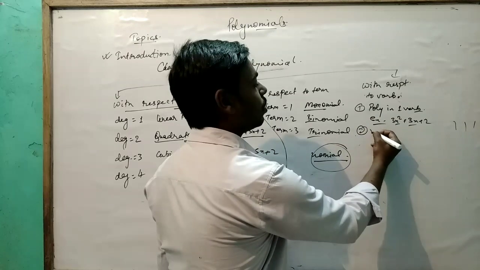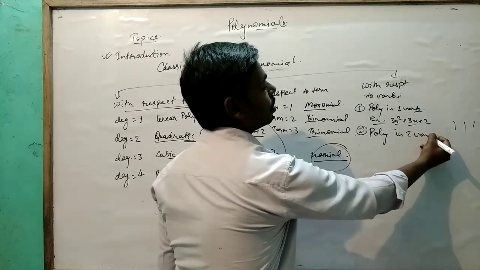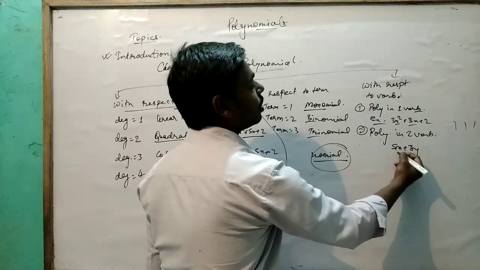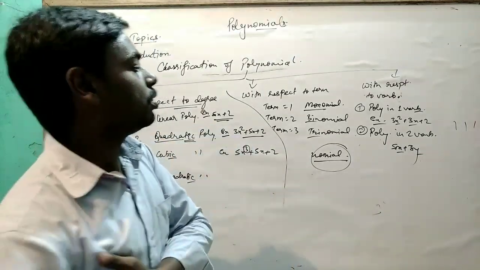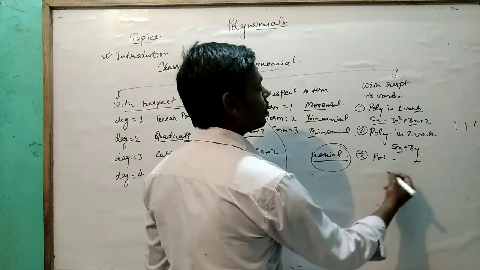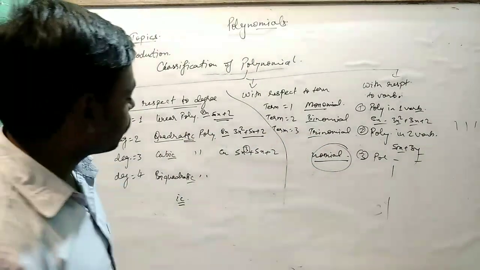Second, polynomial in two variables. 5x plus 3y contains two variables, so it is a polynomial in two variables. Next, polynomial in three variables, and it can be written so on.